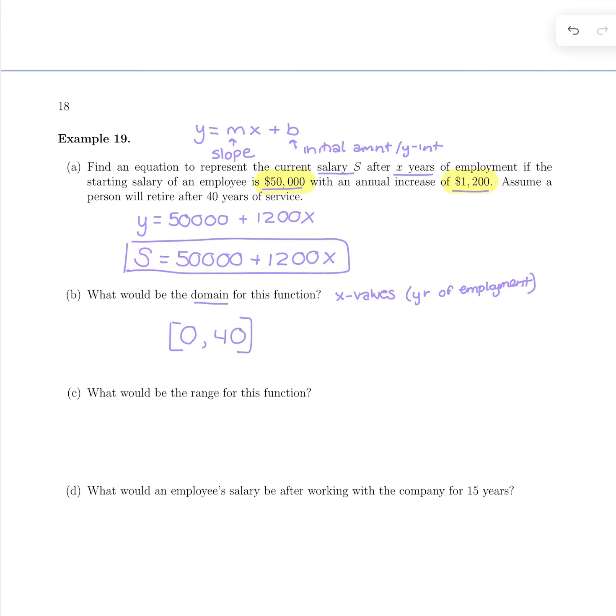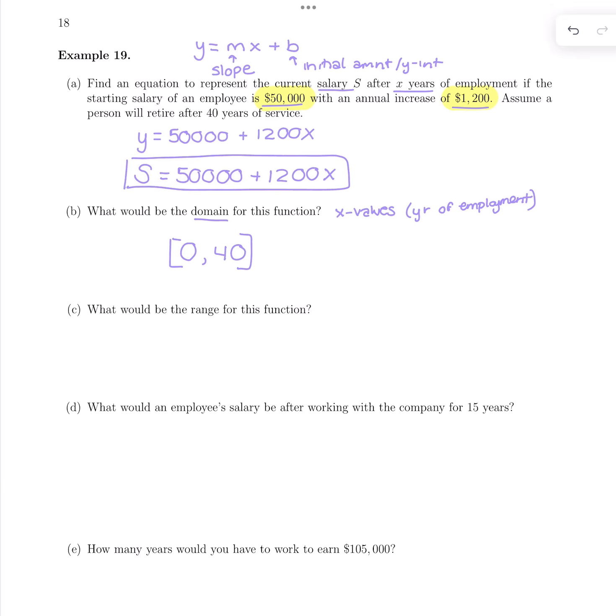We want to figure out what would the range be for this function. Range is y values. It's normally read down to up graphically. For these, the y value is S, which is the amount of money they're getting for their salary. So I'm going to figure out what's the least amount they could make and what's the most amount they could make. Well, starting out in year 0, they are offered $50,000. So that's going to be their lowest income earning year, at $50,000.